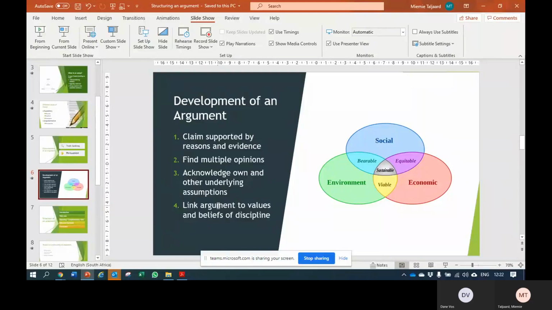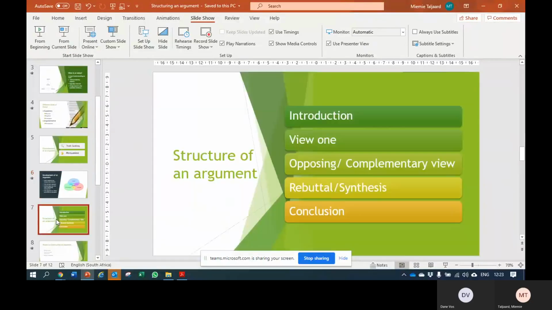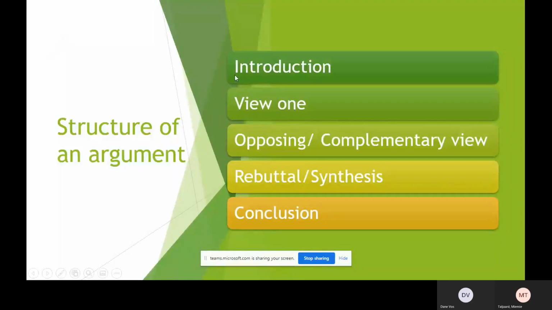And then whatever argument you have must conform to the values and beliefs of your discipline, and especially the rules from the school, and then also the laws from the country. Now, in an argument, we have an introduction, then we have one view. If it's an argumentative essay, we then try and find an opposing view. Or in the case of an expository essay, we will have a complementary view.